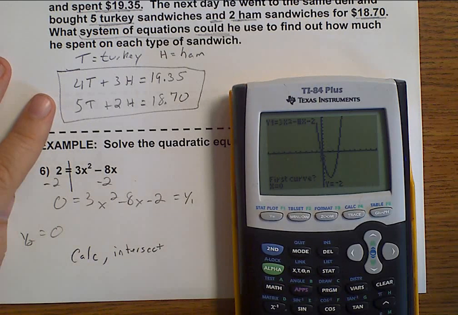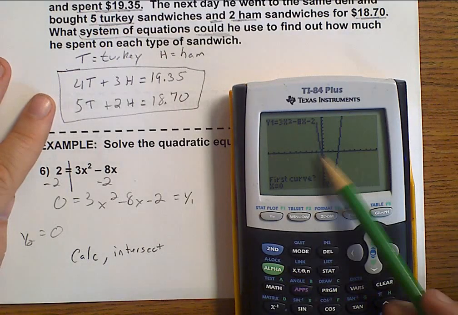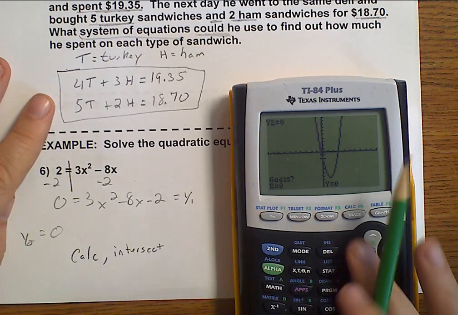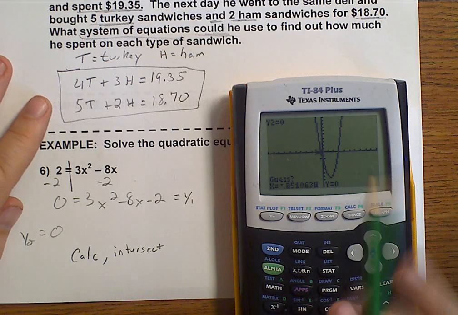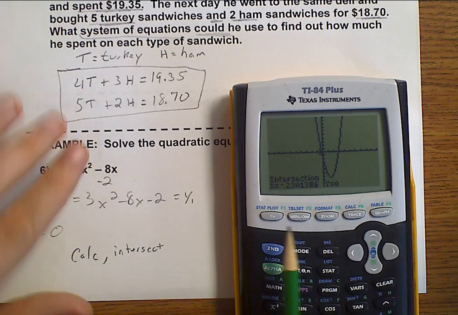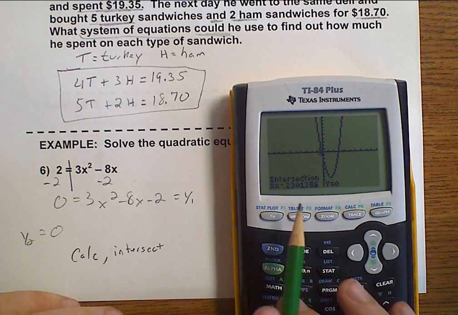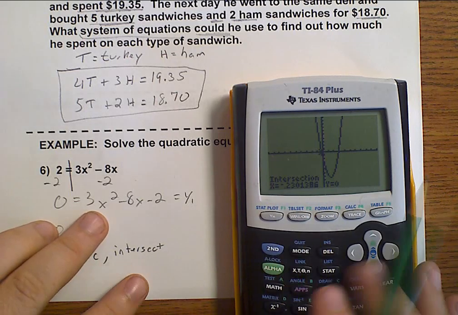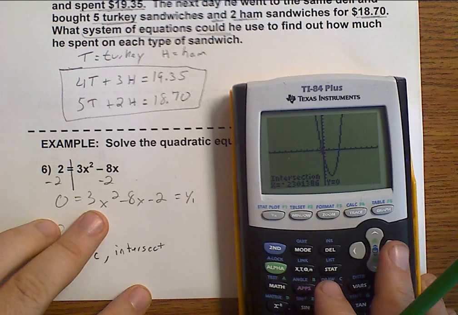Notice our graph crosses the x-axis twice. For first curve we enter, second curve we enter. For guess, we're going to make sure we're close to one of our intersections and hit enter. And it tells us about negative 0.23.